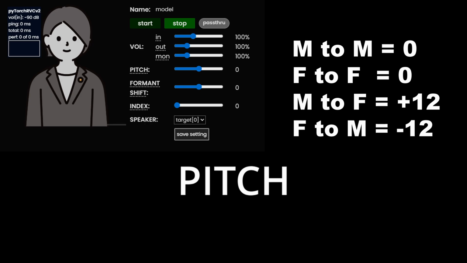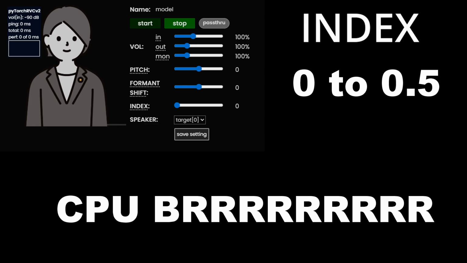Now we set up the voice. Pitch: 1. Man to man is 0. 2. Girl to girl is 0. 3. Man to girl is plus 12. 4. Girl to man is minus 12. Index, just 0 to 0.5 or whatever, but just 0. Index adjusts the accent.